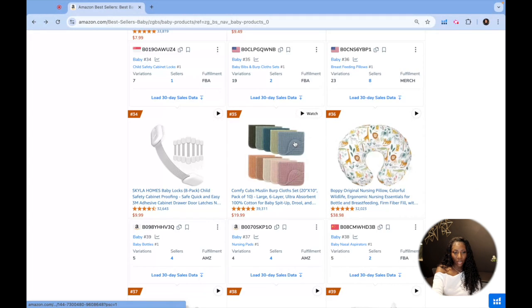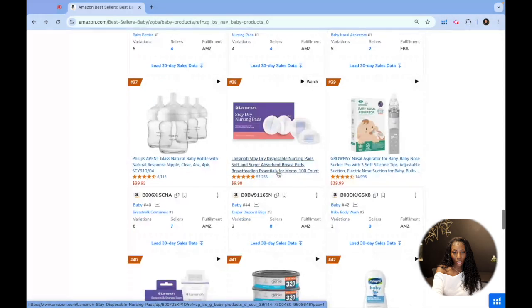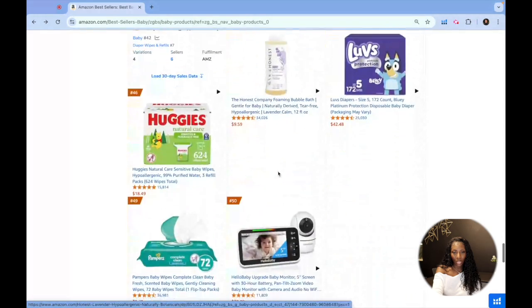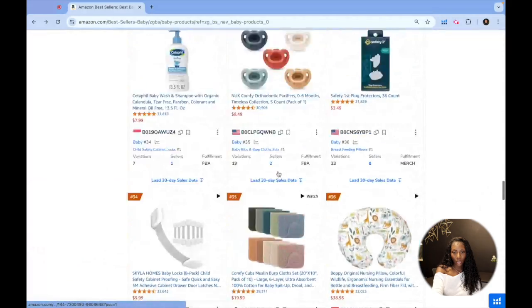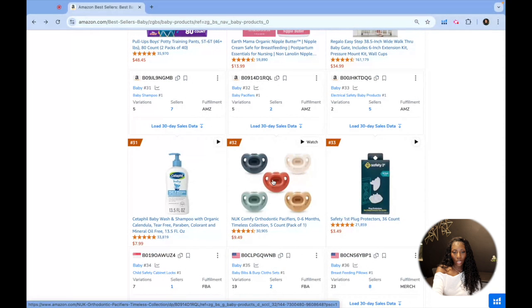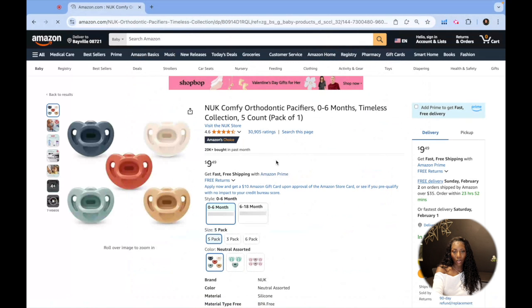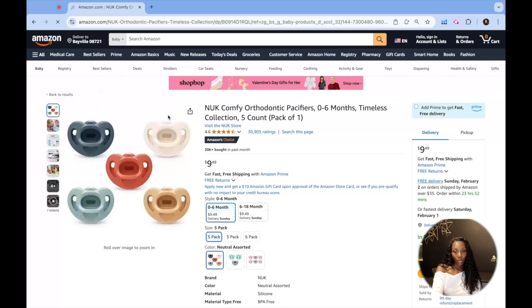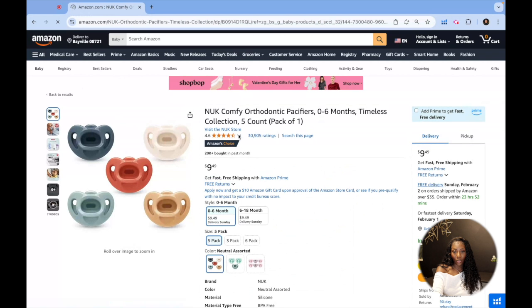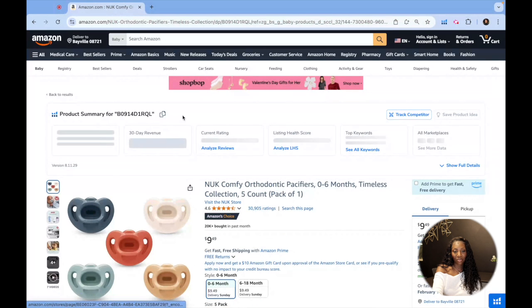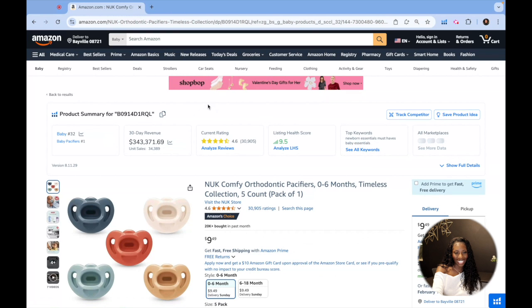Let's look up one final product, and I'm going to see if we can find something good. Let me see if there's anything. I'm gonna click on these right here. These are pacifiers for babies, well, teeny tiny babies, 0 to 6 months. That is so cute. I miss when my son was this little. This is the number 32 product in baby and number 1 in baby pacifier. So this is the number 1 baby pacifier on Amazon.